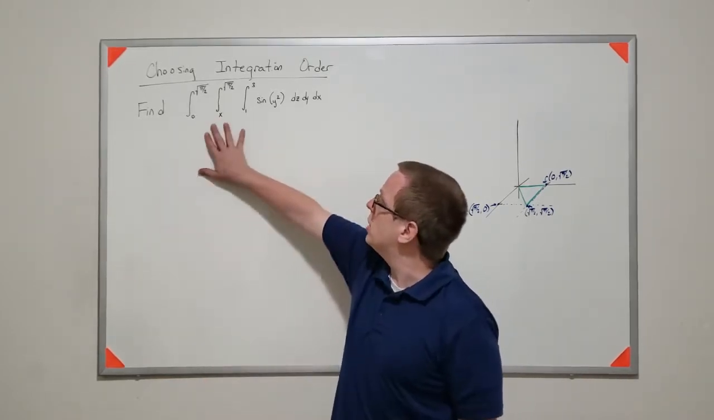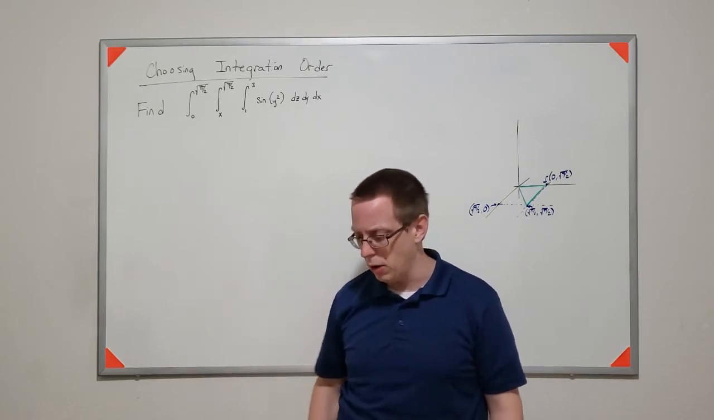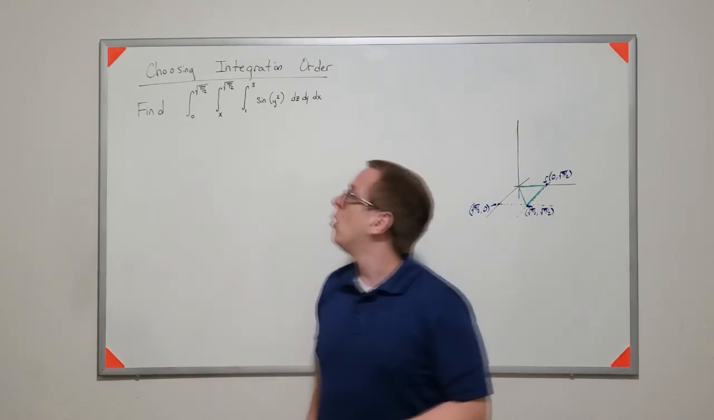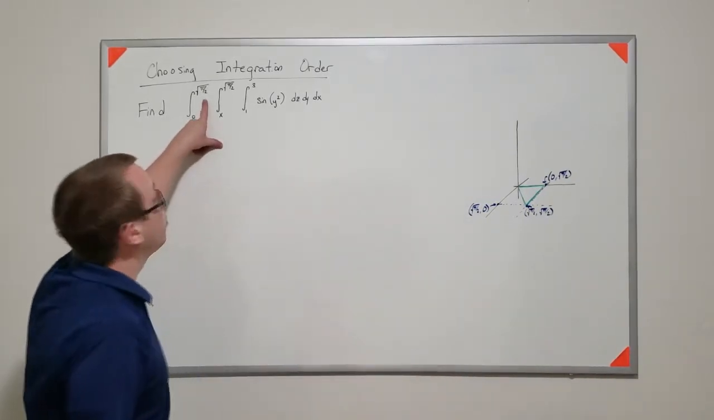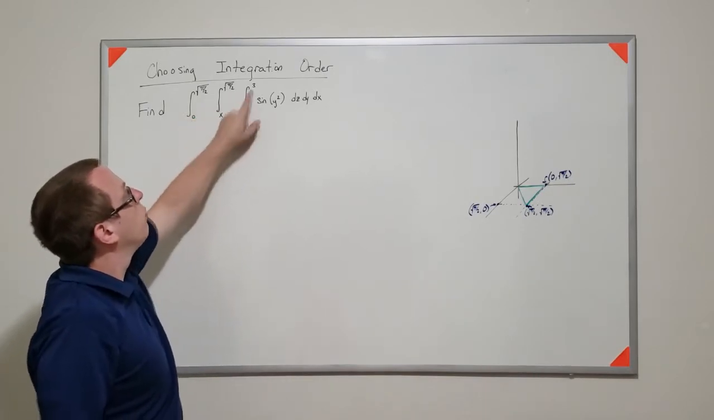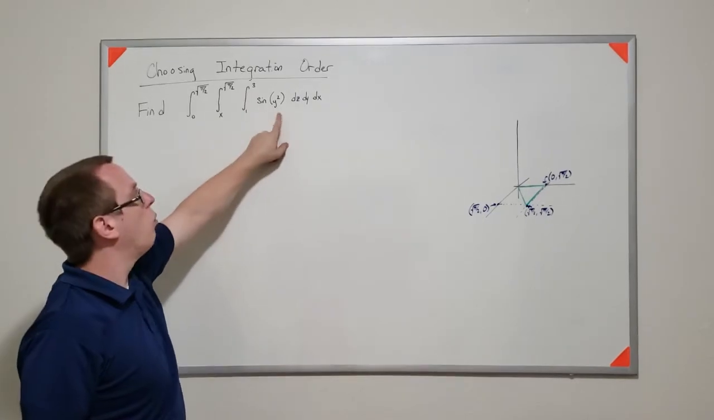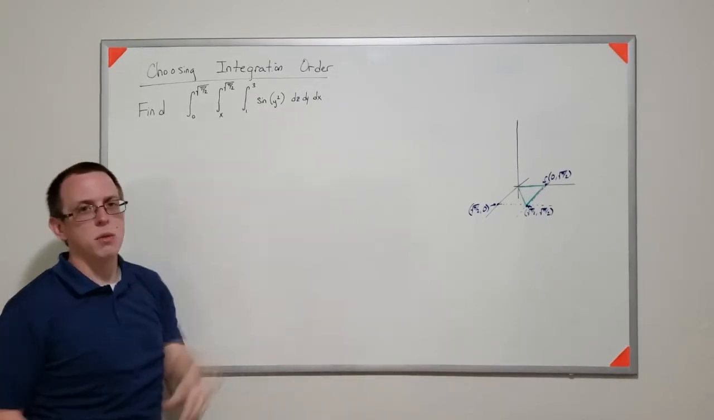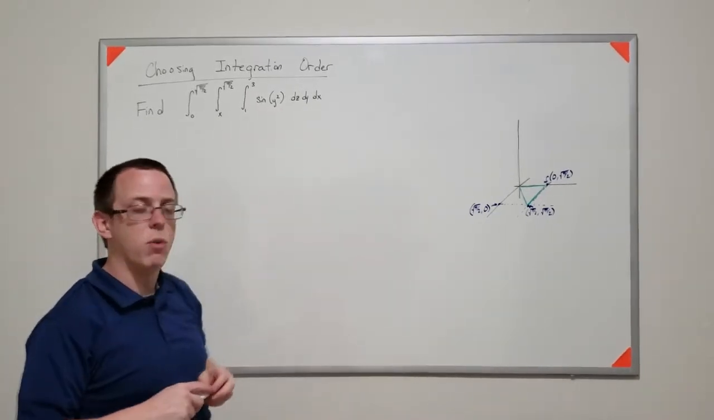So let's take a look at this particular integral here, or iterated integral. We're going from 0 to the square root of pi over 2, from x to the square root of pi over 2, and from 1 to 3 of sine of y squared dz dy dx.